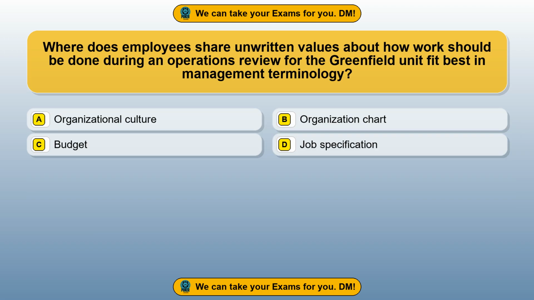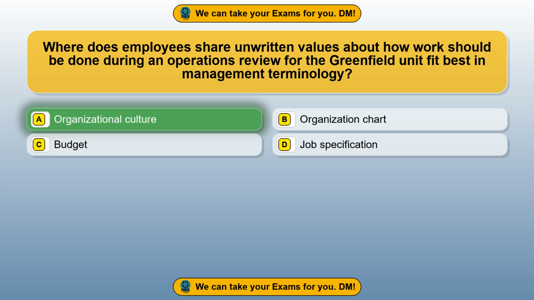Question 49. Where does employees sharing unwritten values about how work should be done during an operations review for the Greenfield unit fit best in management terminology? Option A, organizational culture. Option B, organization chart. Option C, budget. Option D, job specification. The correct answer is option A, organizational culture.